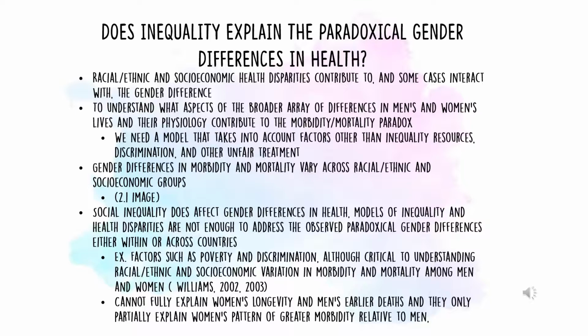Models of inequality and health disparities are not enough to address observed paradoxical gender differences, either within or across countries. For example, factors such as poverty and discrimination, although critical to understanding racial, ethnic, and socioeconomic variation in morbidity and mortality among men and women, cannot fully explain women's longevity and men's earlier deaths, and they only partially explain women's pattern of greater morbidity relative to men.